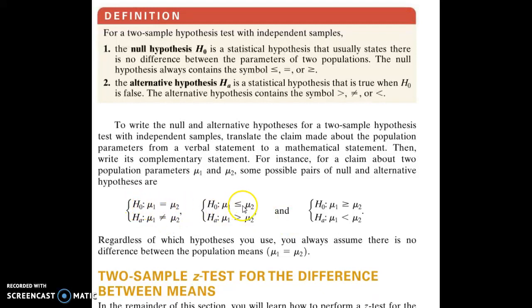The null always has equality in it. And you can either have a left-tailed test for the alternative, right-tailed, or a two-tailed test if we're just checking for not equals.